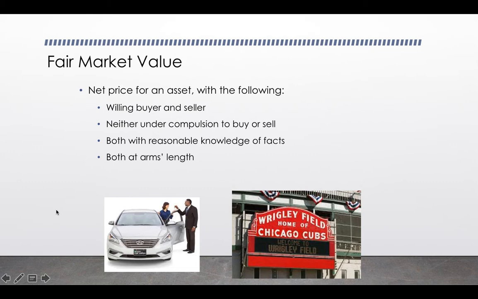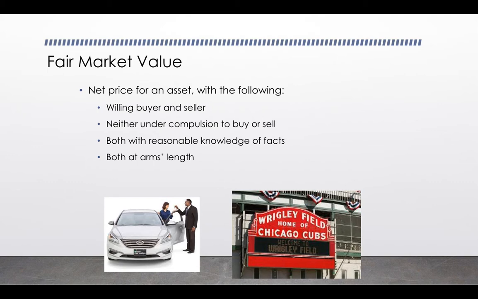Okay, so in order to understand the process of valuation, we have to have a basic understanding of value and the various standards of value. So let's start with this concept of fair market value. Fair market value is the price a buyer is willing to pay under ordinary circumstances, taking into account everyday normal situation. So I always like to use the car example, right? So when you go to buy a car, you're looking to pay fair market value, right?